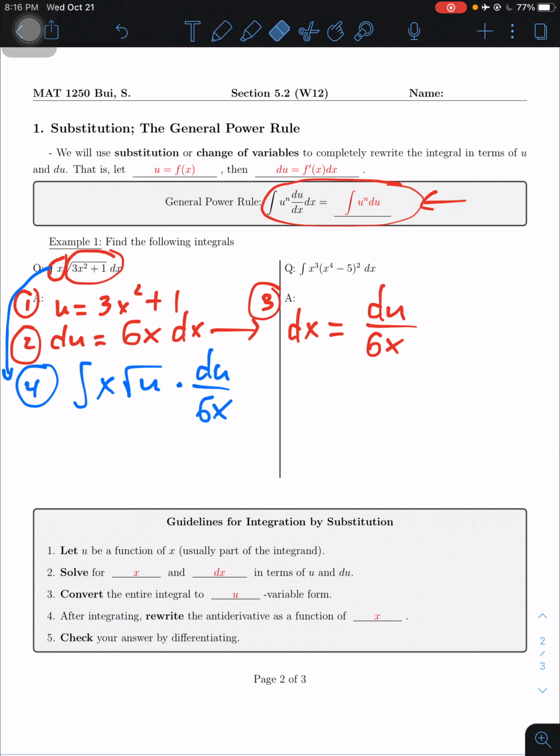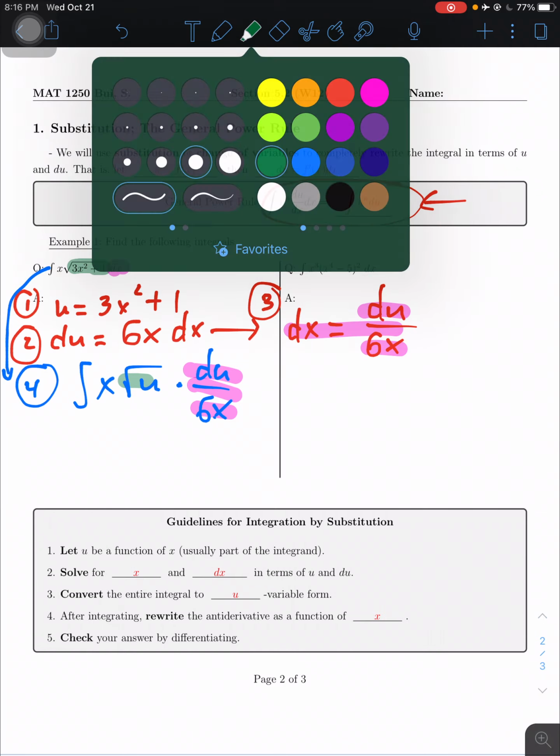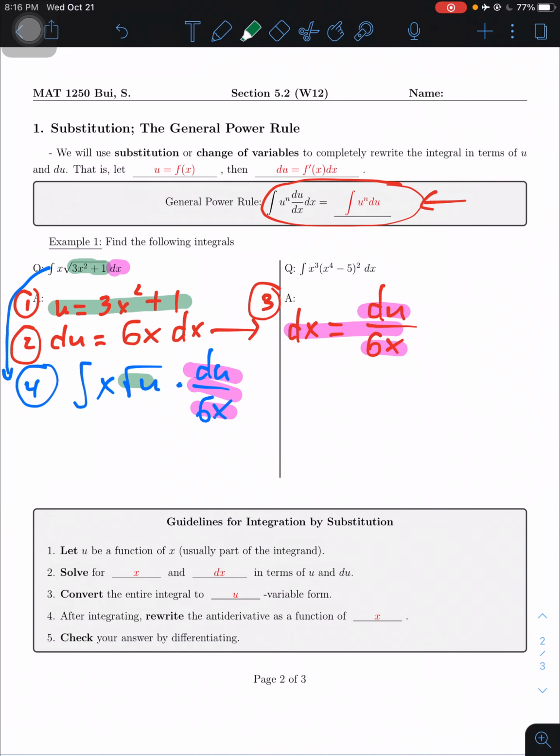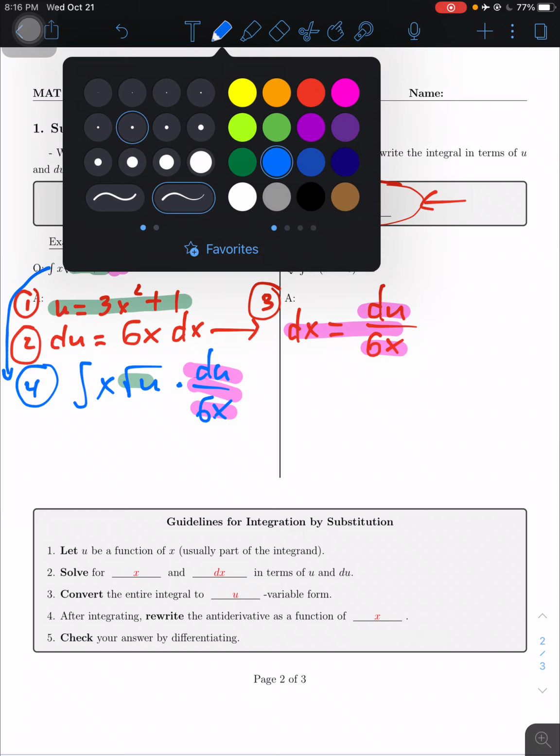Let me go ahead and get rid of these. Just to confirm the things that we have, this is what I mean by square root of u, and this is what I have for dx. And why is that so? Because of this substitution in here. And the green one, if you want to look back at step 1, there they are. And now what do we do?